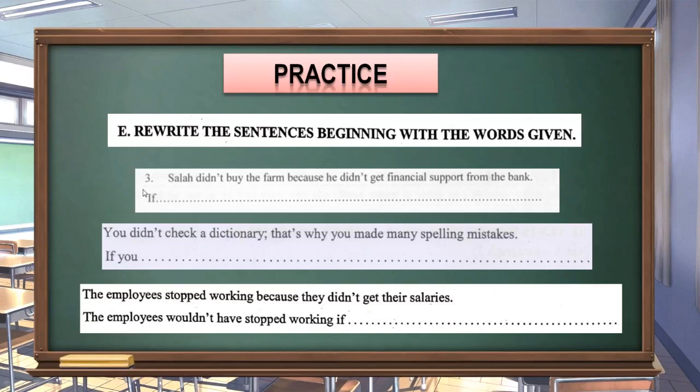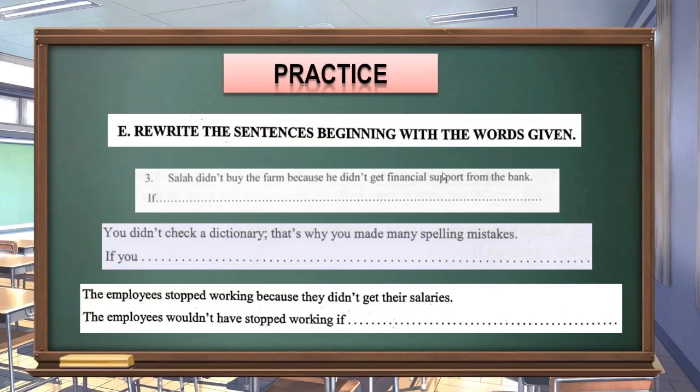So let's begin with this one. Salah didn't buy the farm because he didn't get financial support from the bank. So Salah couldn't buy the farm, and the reason behind this is that he didn't get financial support from the bank. So how can we change this sentence into a conditional type 3 sentence?